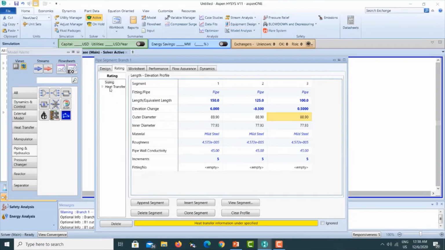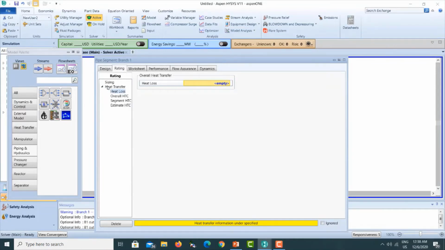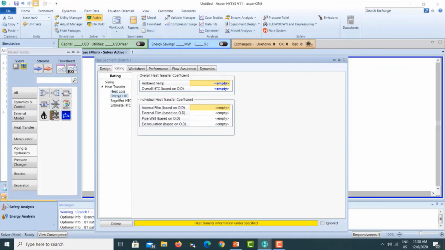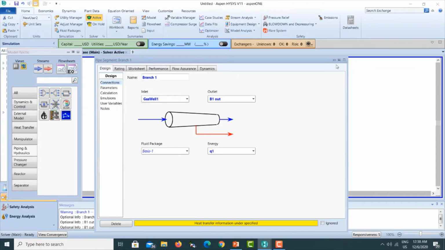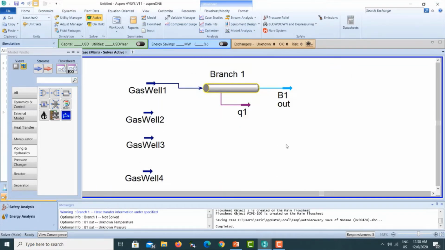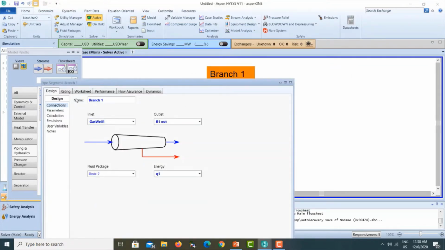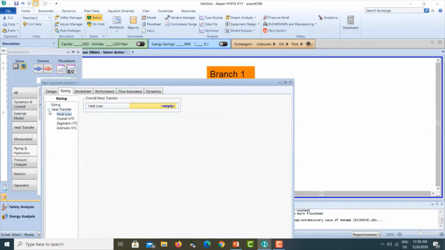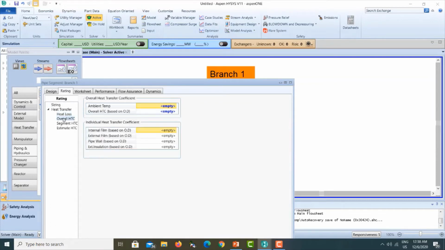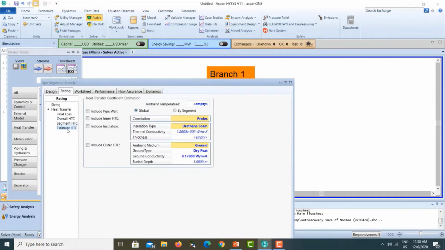So what we need to do, we need to click on the heat transfer. Okay, once we click on the heat transfer, we can go one by one also. Let's say if you want to go here, go to rating, go to heat transfer, overall heat transfer coefficient. Then we need to estimate. I think, let me check with this. Not estimated, yes, this one.